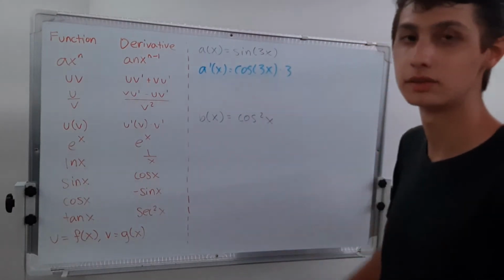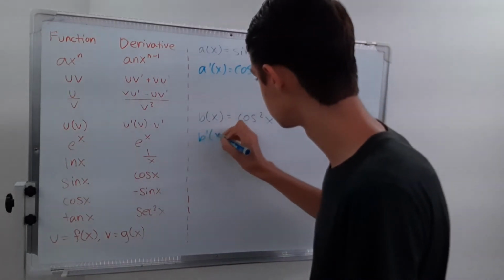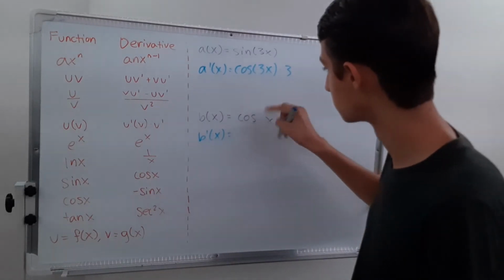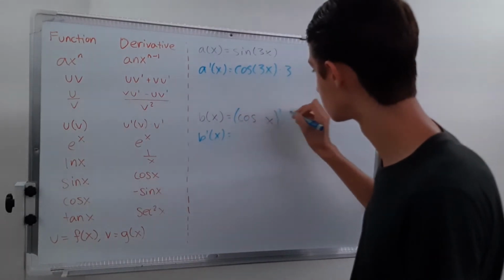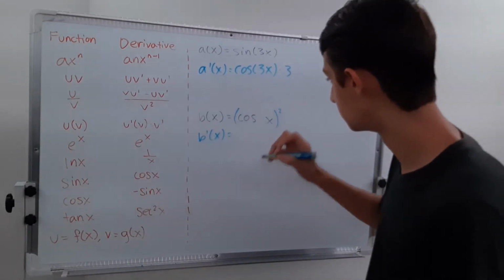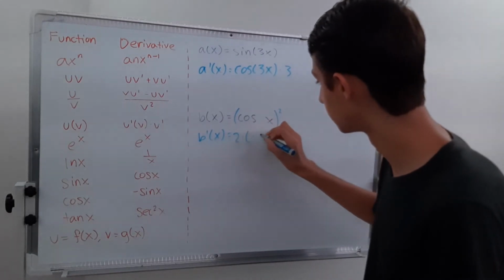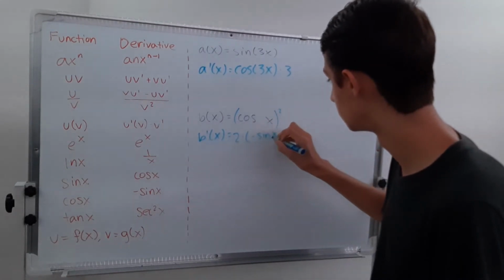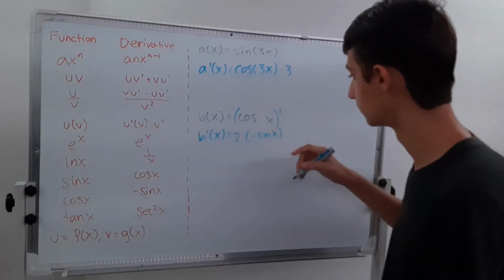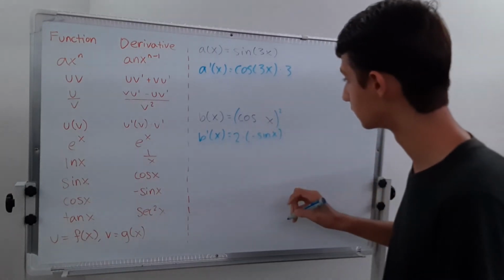So 3 cosine 3x, that's it. B prime of x, so if cosine, so again, you can just think about this as cosine x squared. So if cosine turns into negative sine, again, chain rule here, so 2 times negative sine x, okay, and then again to the first power, so we don't have to worry about that, but then we're going to multiply by the inside, the inner derivative.